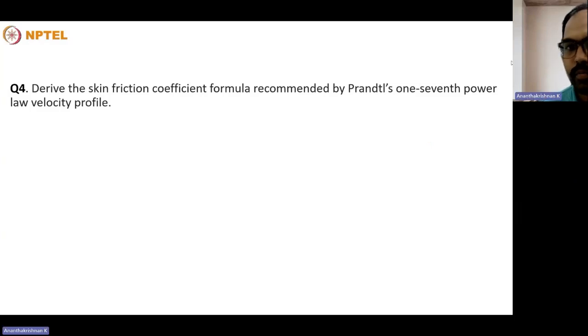So in this particular problem, it's been mentioned we have to find the skin friction coefficient formula by Prandtl's 1/7 power law velocity profile. First of all, we need to know what velocity profile we will be using in this case, and then we'll try to solve it. In the previous case, in the viscous sublayer, we could have straight away taken u plus is equal to y plus. But here it is not that case. It is the 1/7 law.